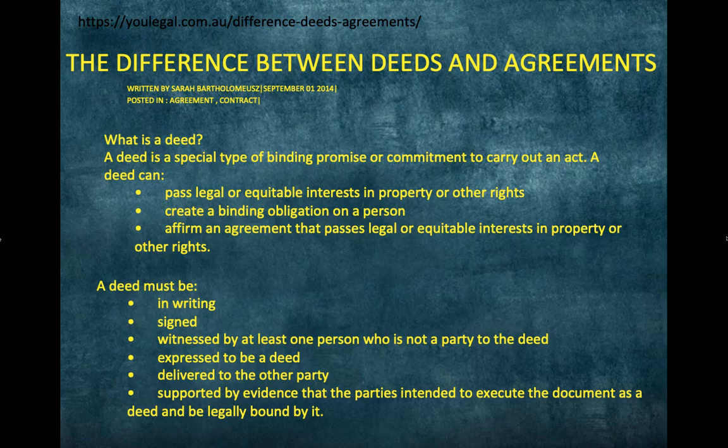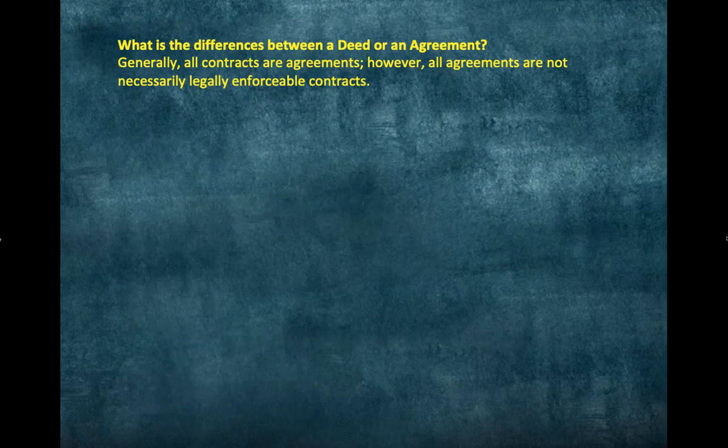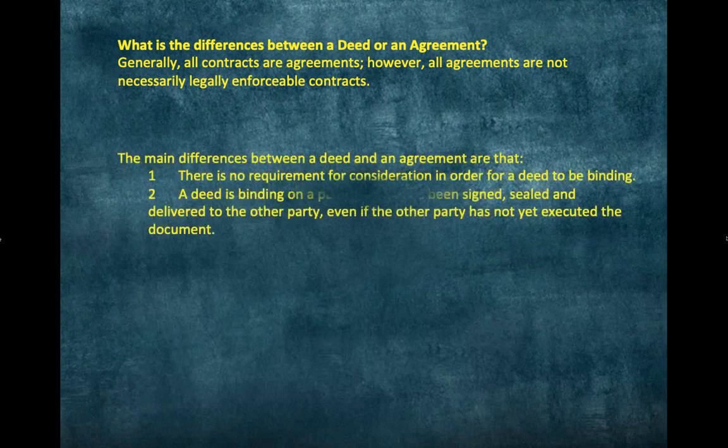What is the difference between a deed or an agreement? Generally, all contracts are agreements. However, all agreements are not necessarily legally enforceable contracts. So you've got to get that clear in your head. The main difference between a deed and agreement is that there is no requirement for consideration in order for a deed to be binding. You don't need to pay a deposit. Like most contracts, you need to pay a deposit for the contract to be binding. Whereas a deed is between two parties, you and your person, the person being the surname.